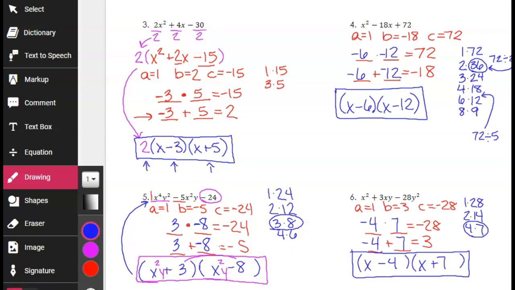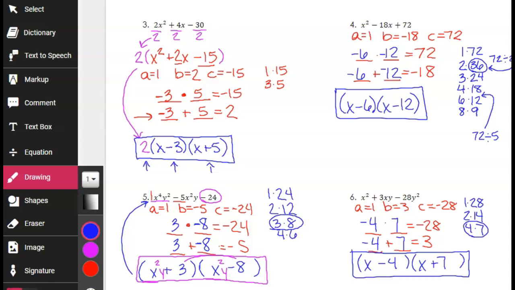So on number 6, my magic numbers are -4 and +7. -4 plus 7 is a +3, so that's how I knew to put the negative with the 4, because the sum was positive. So now I need to figure out where this y goes. I notice that if I were to FOIL this answer back, x times x is x squared, and that is my first term of my answer, which is good. But my last term is -28y squared. So -4 times 7 does give me -28, but I need it to also have the y squared with it.